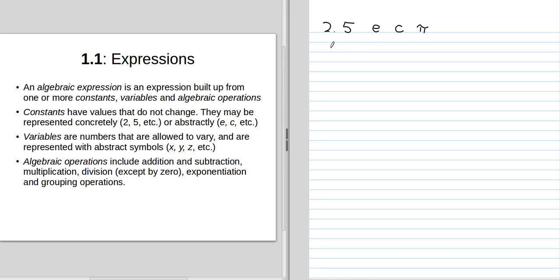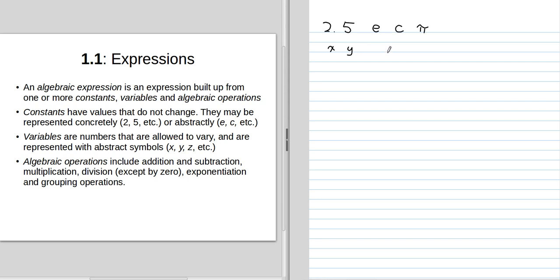Or an algebraic expression may also contain a variable. Variables will always be represented with an abstract symbol, such as x or y, and we're familiar with these abstract symbols from Algebra 1.